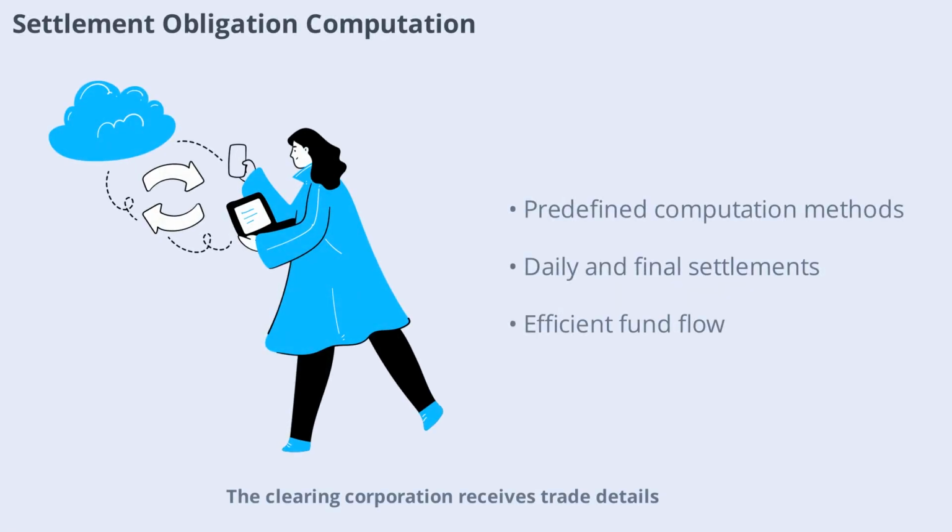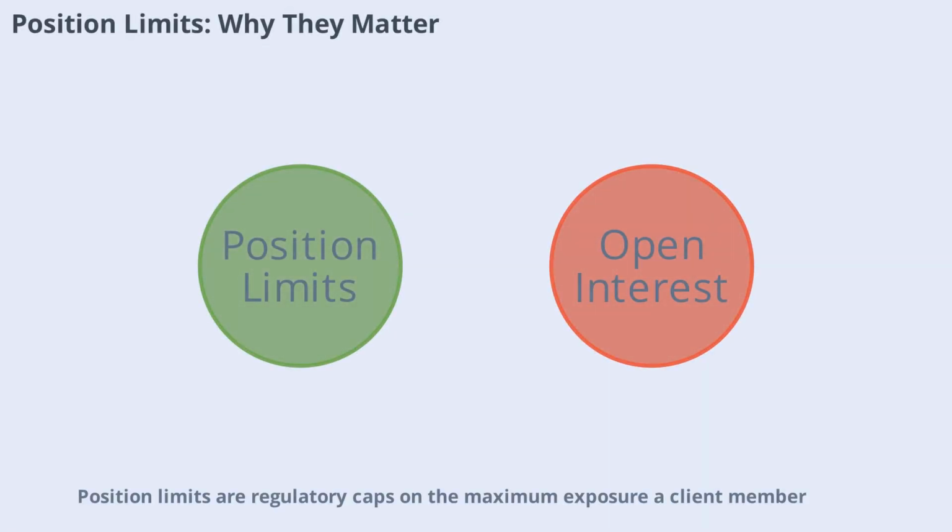Clearing corporation receives trade details and computes settlement obligations using predefined methodologies. Obligations are generated and shared with trading and clearing members at the end of each day. Methods include daily mark-to-market settlement for futures, final settlement at contract expiry, premium settlement for options, and exercise settlement for in-the-money options. All obligations are netted, so clearing members have either a pay-in or pay-out for the day, ensuring efficient fund flow.